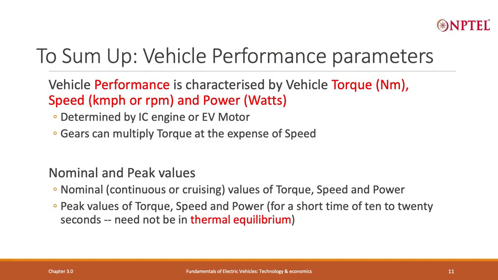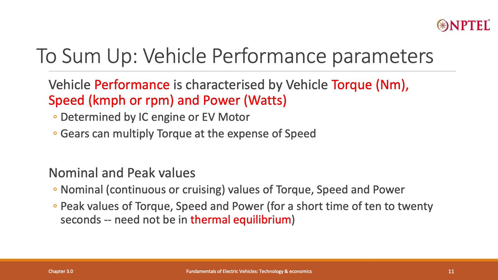To sum up, the vehicle performance parameters are torque, speed, power. Torque in Newton meter, speed in kilometer per hour or RPM, and power in watts, determined by either the IC engine or EV motor. Gears can multiply torque at the expense of speed.